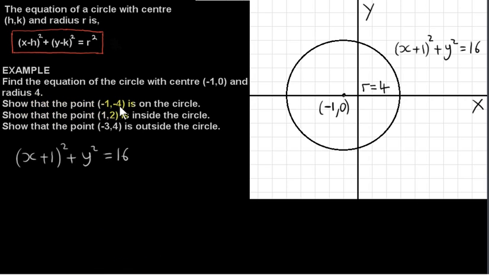Now we want to show that the point (-1, -4) is on the circle. Well, if it's on the circle, it must satisfy the equation of the circle. So let's see. We plug this point into the equation, replacing x with minus 1 and y with minus 4. If we calculate this, we should get the right hand side, which is 16. Minus 1 plus 1 is 0. 0 squared is 0, so we can forget about that. Minus 4 squared is indeed 16. So this tells us that the point (-1, -4) is on the circle. Let me indicate that on the diagram. (-1, -4) is this point here.